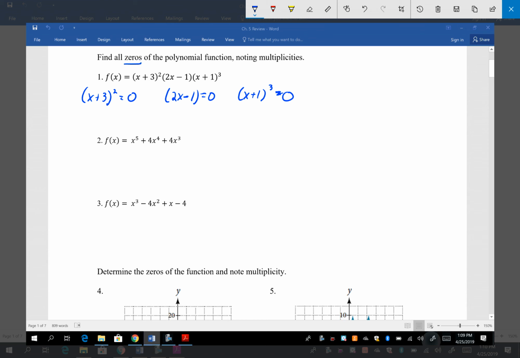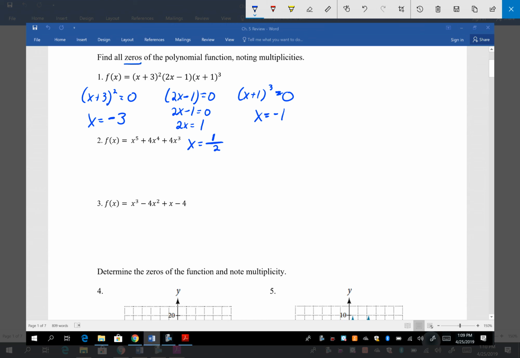So what makes x plus 3 equal 0? X equals negative 3. This next one might be a little tougher. If I move the negative 1 over, it becomes 1. If you divide both sides by 2, then you get x equals 1/2. What about this last one? What makes x plus 1 equal 0? Negative 1.